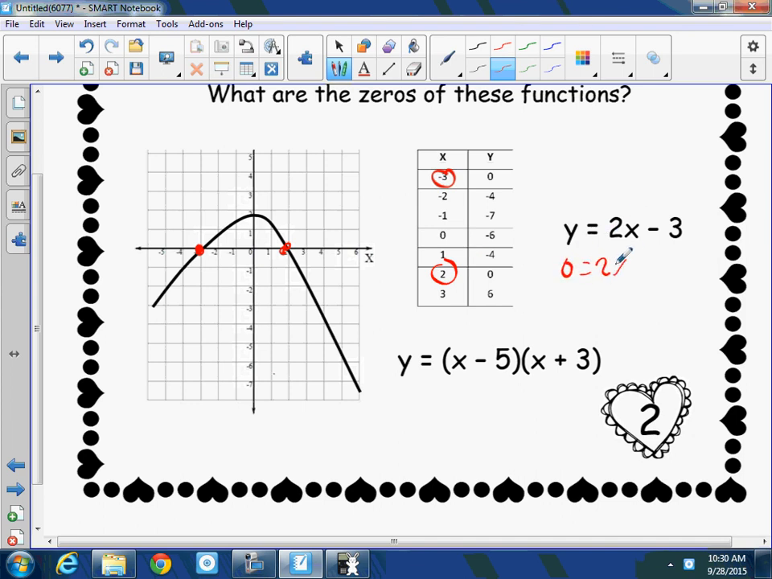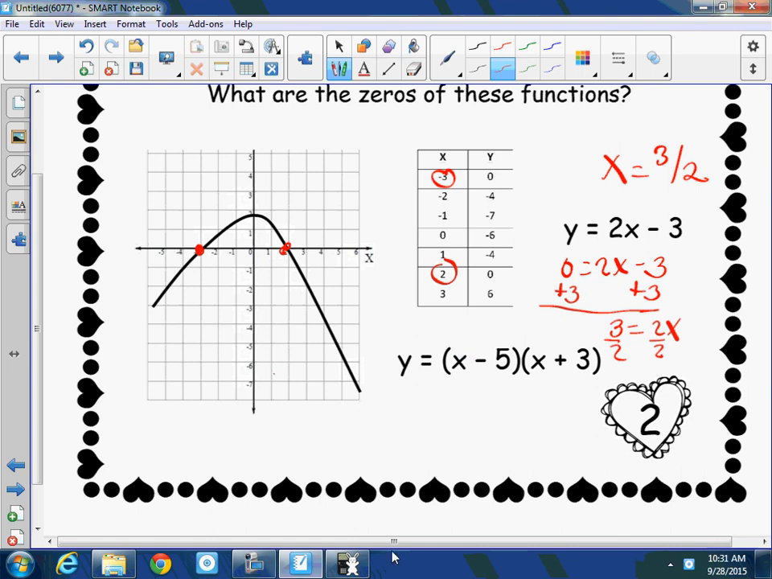So 0 equals 2x minus 3. Then solve for x, which would be plus 3 on both sides. And I get that 3 equals 2x. And then divide by 2. So the zero for this function would be 3/2. And then in here, I would just graph it. And then go for that table.